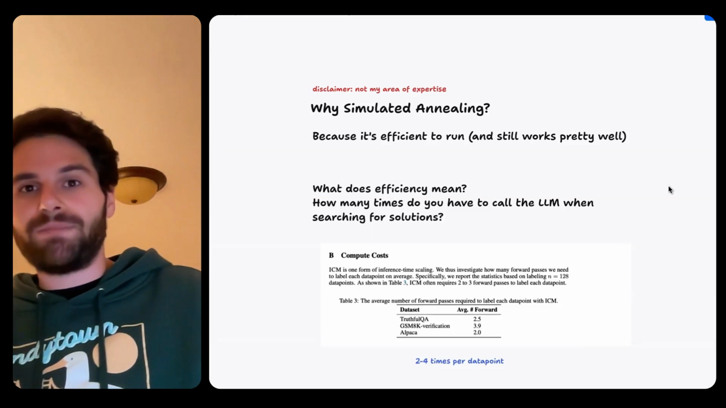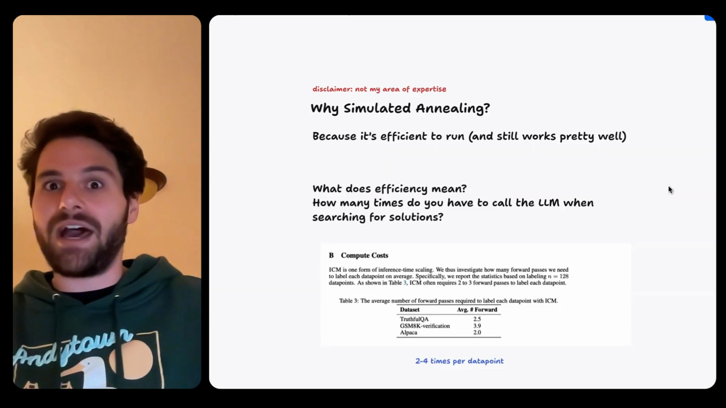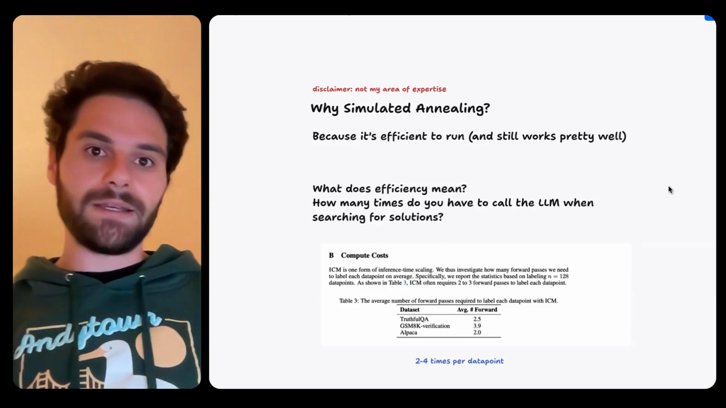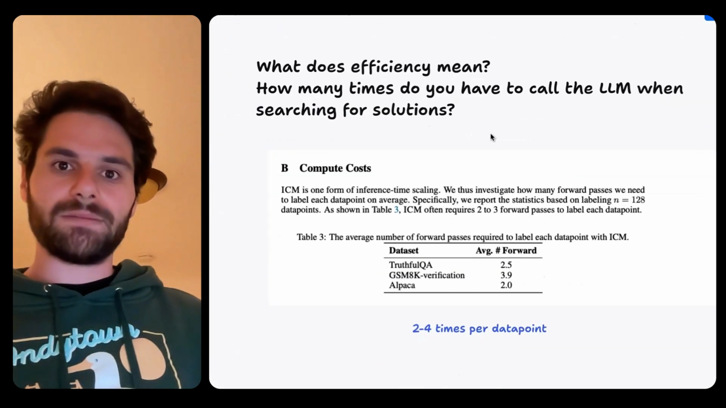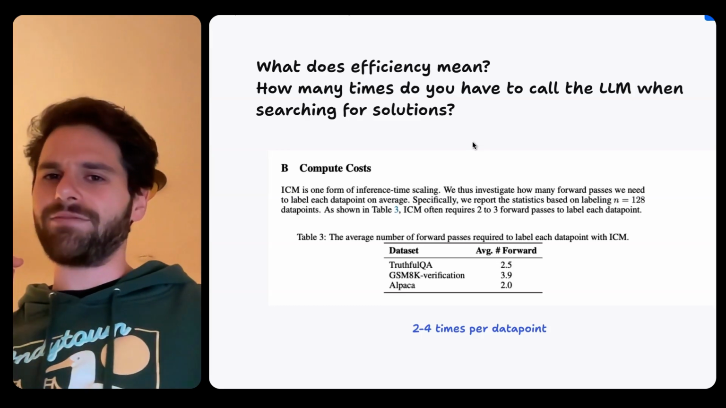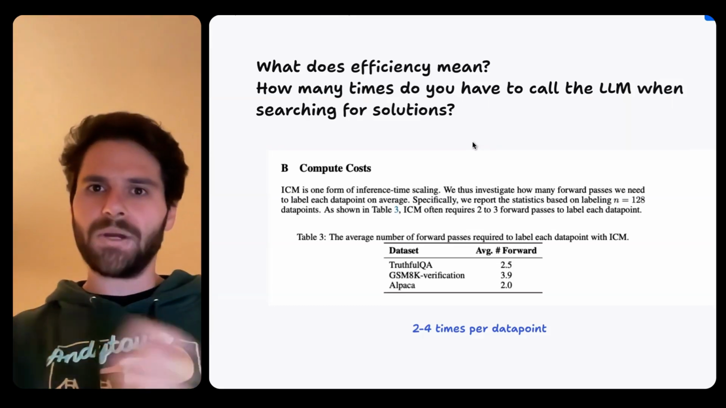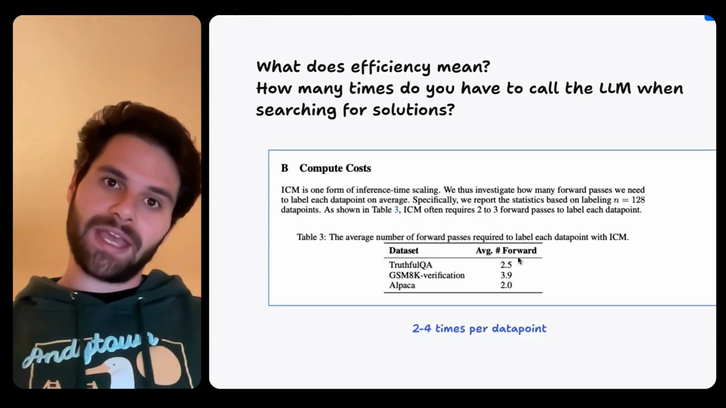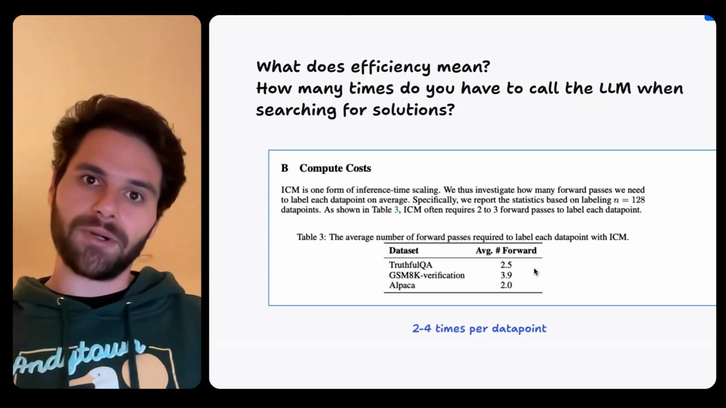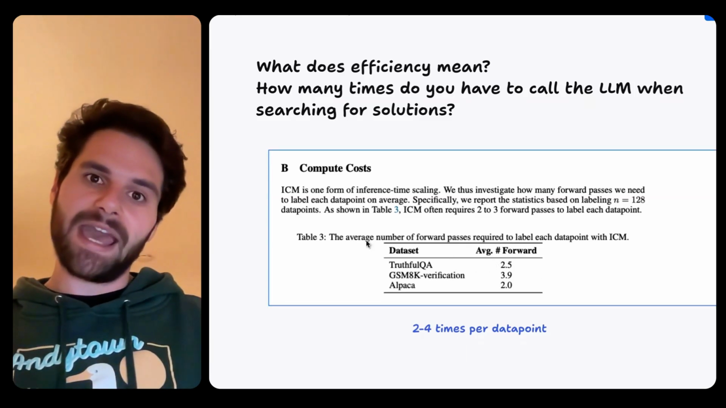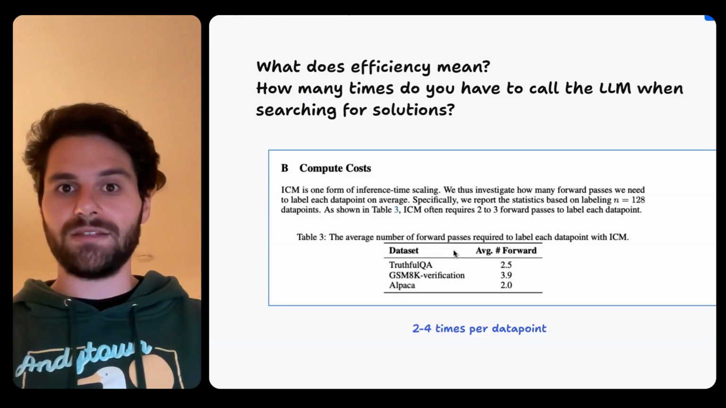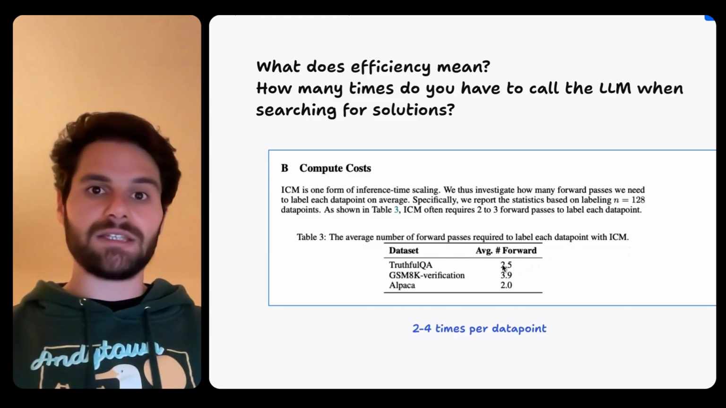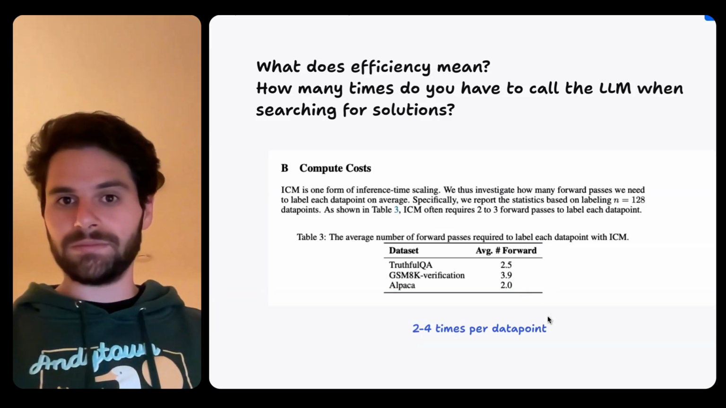This is a huge search space, and you could imagine this could take a ton of time or resources to search. And specifically when they're talking about efficiency, they have this thing which is how many times you actually have to run the LLM per data point when you're trying to find these solutions. For their different tasks it's different numbers, but they say the average number of forward passes through the LLM to label each data point is somewhere between 2 and 4.